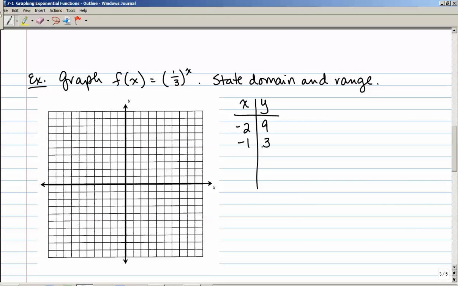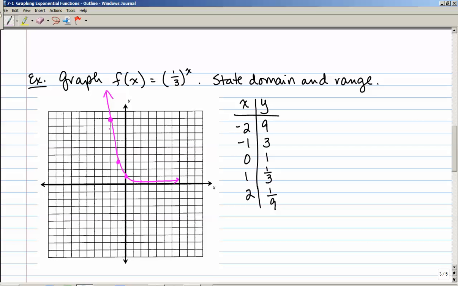X is -1, y is 3. When x is 0, y is 1. When x is 1, it was 1/3. And when x is 2, my y is 1/9. Let's go ahead and graph that. -2, 9. -1, 3. 0, 1. And these are going to be very difficult to graph, so I'm just going to put them close like that. Don't worry about being very precise, except for the fact that the right-hand side of this graph is going to approach the x-axis again, but never touch it.